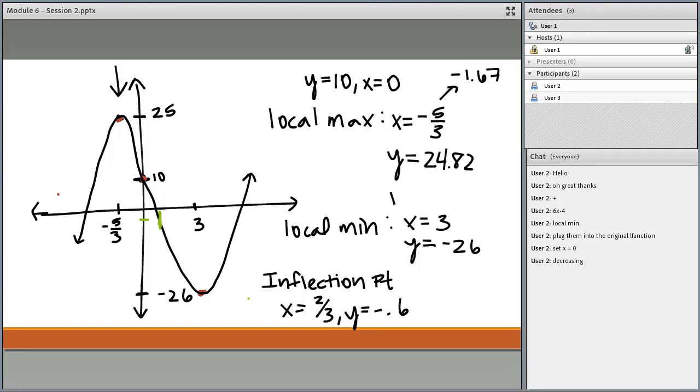So this is a rough sketch of what this graph would look like without graphing it in a calculator.